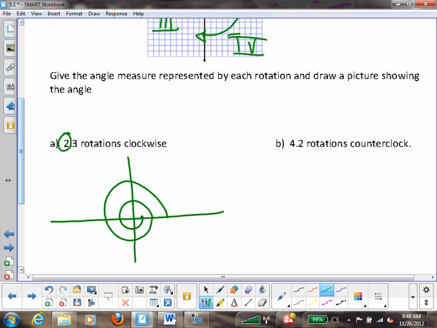But I need to do the 0.3. So remember, we got to take that 0.3. It's 0.3 of one full rotation. How many degrees is in one full rotation? 360. So 0.3 times 360 is what? 108 degrees. So I have to go another 108 degrees.